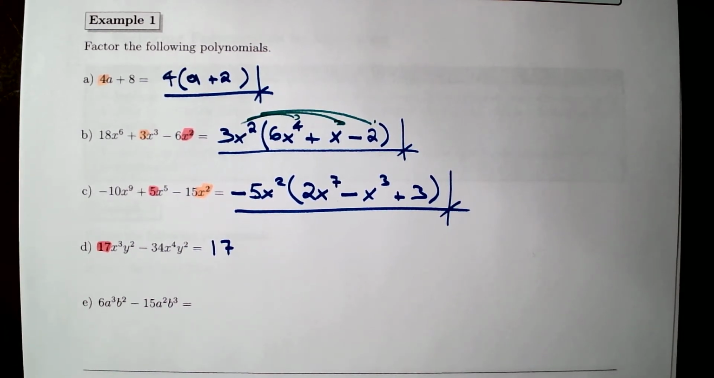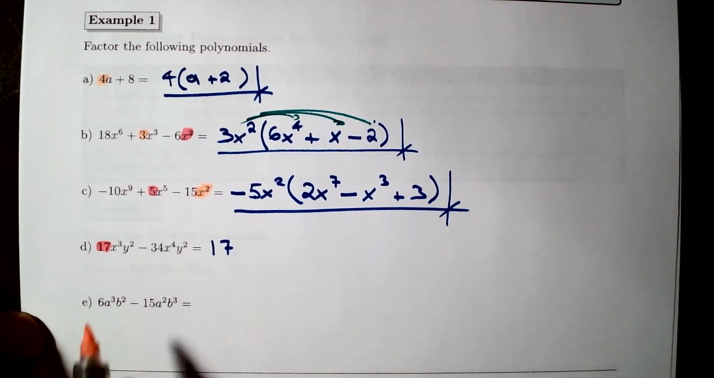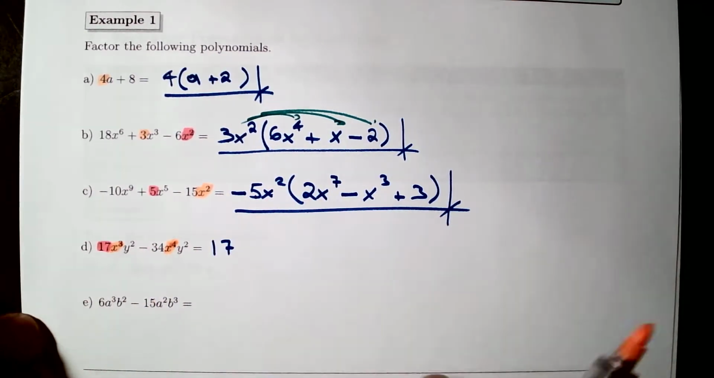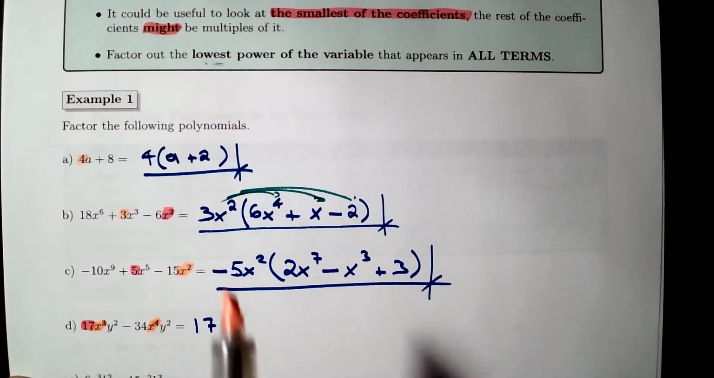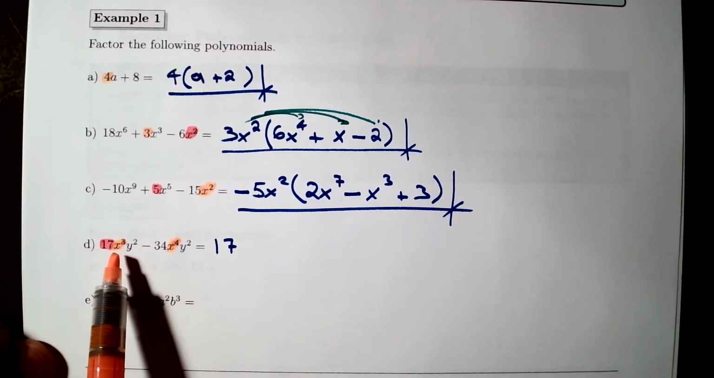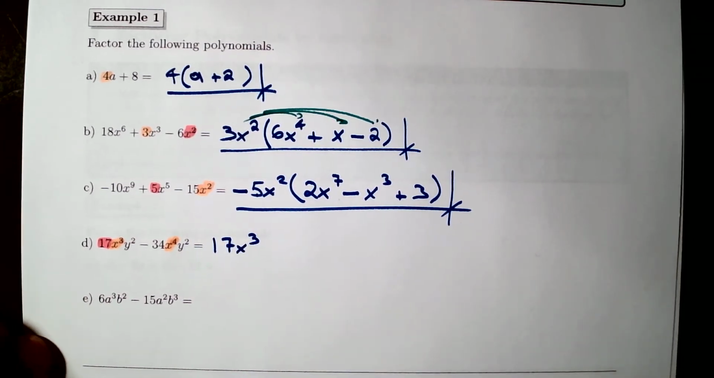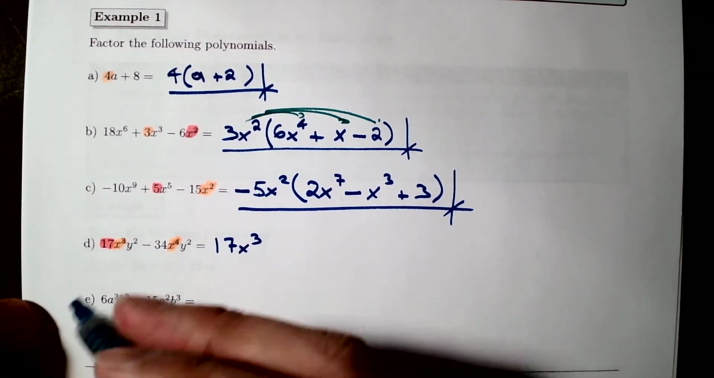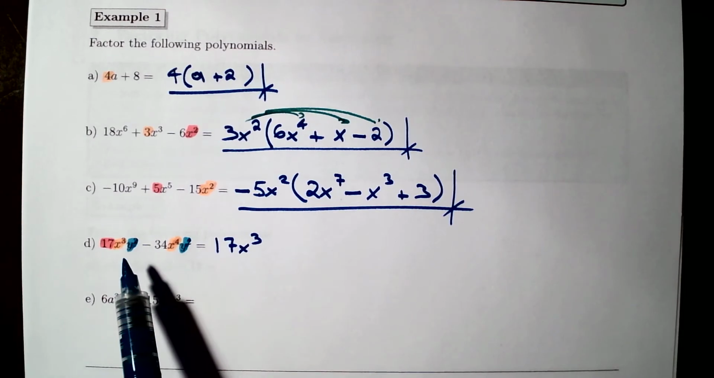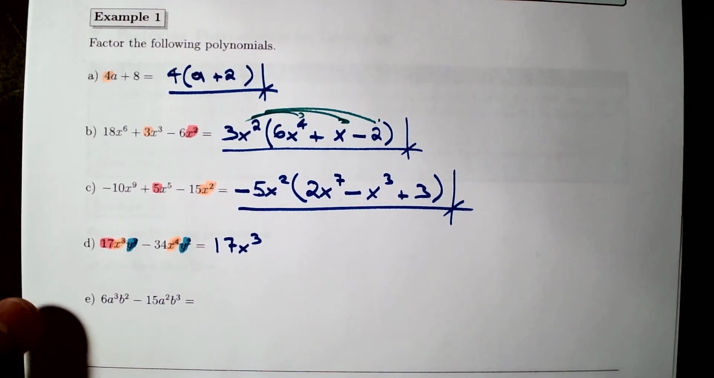Alright, so now let's look at each of the powers individually. For x, notice we have x cubed and x to the fourth. Keep in mind that we're going to factor out the lowest power that appears in all terms. So in this case, the lowest power between x cubed and x to the fourth is going to be x cubed. And for the y's, notice in this case we have y squared and y squared. So in this case, we are going to factor out the y squared.